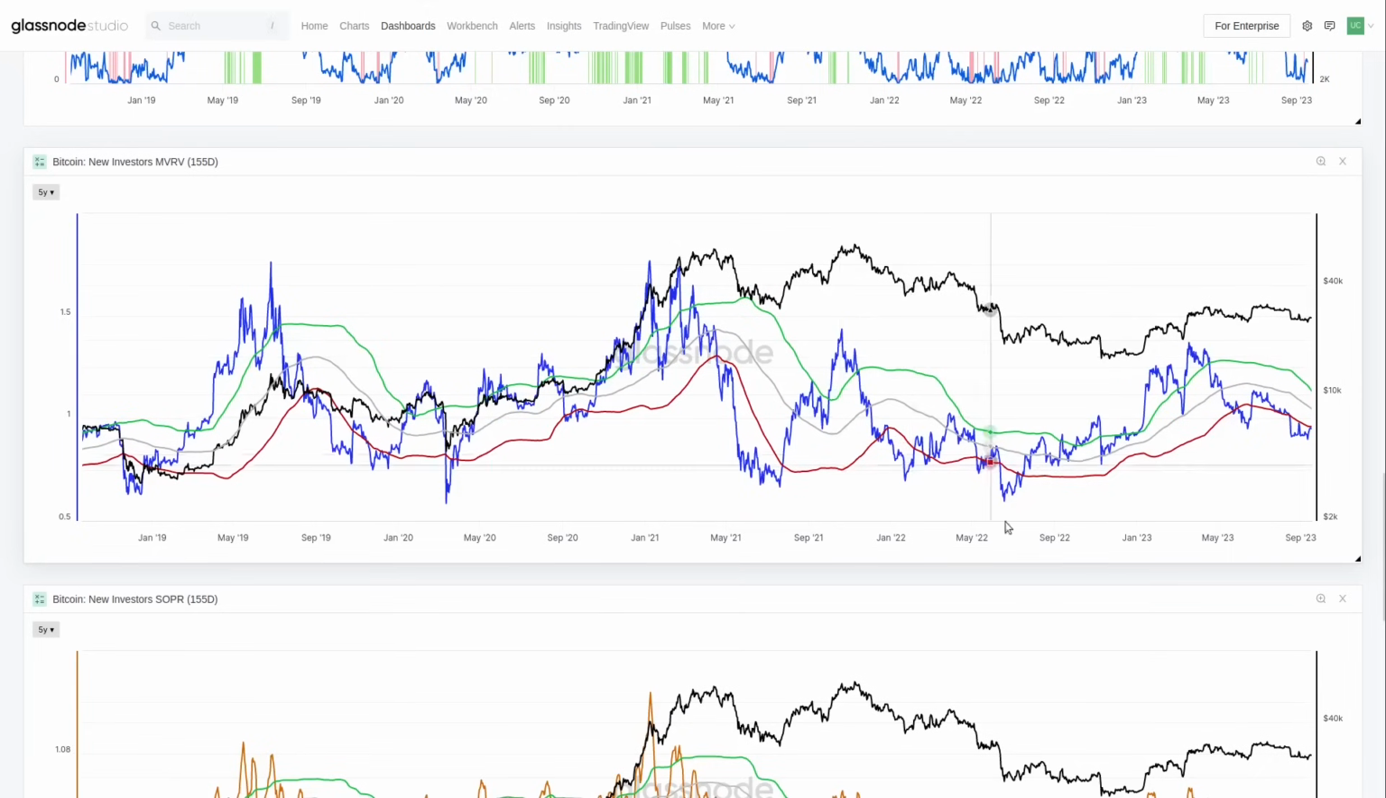Now, what we've done here is just applied a very, very simple 155-day mean plus or minus one standard deviation. So just some very, very simple statistics. Obviously, these can be calibrated to look at when you actually get some kind of extreme that's meaningful for any strategies that you're working through. But really, we've just got a very simple one standard deviation.